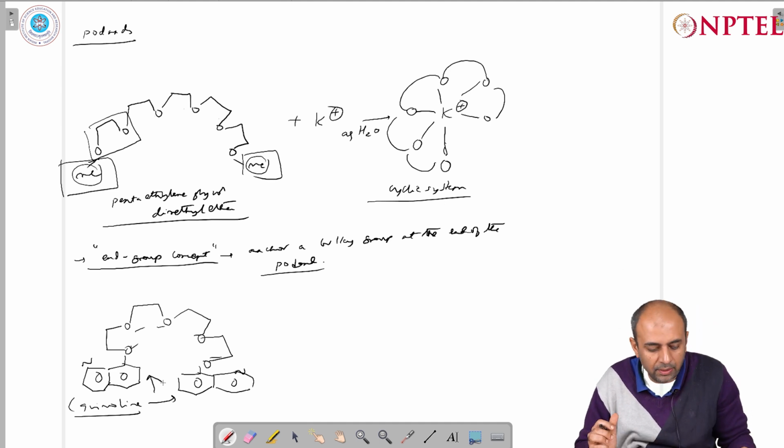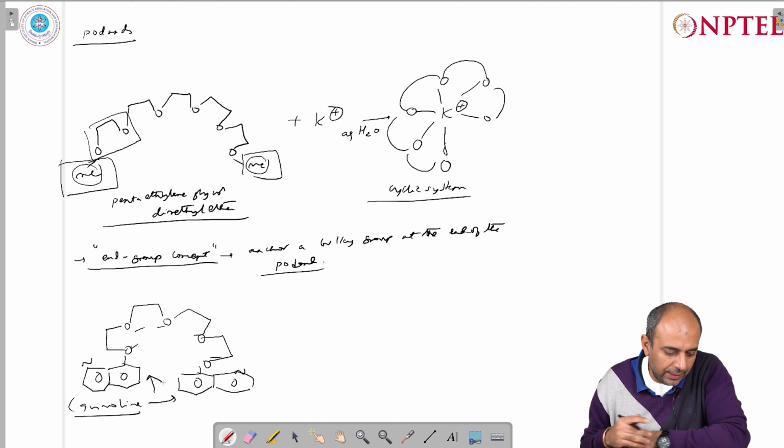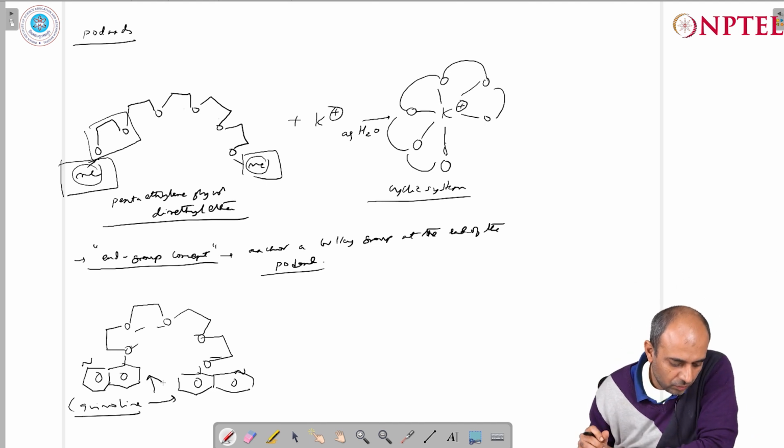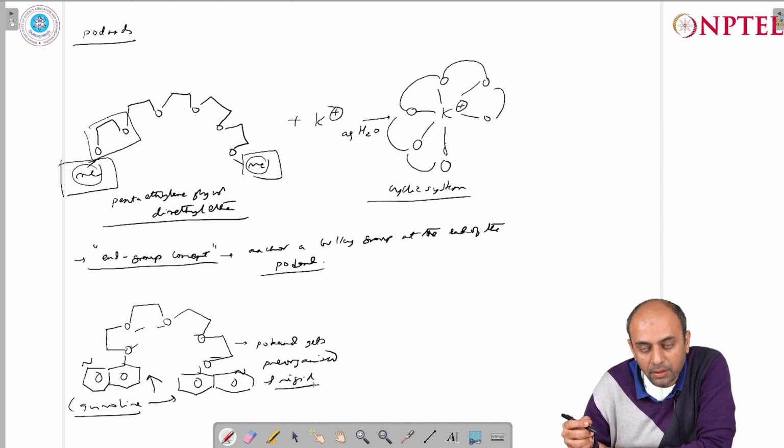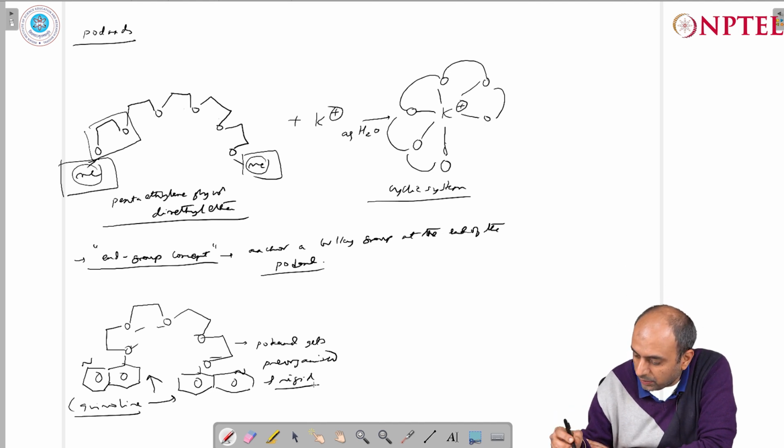So, when you bring in this kind of a quinoline moiety, then the podand gets pre-organized and rigid, and this will facilitate the encapsulation of different kinds of cations. For example, you can have potassium ion, you can have uranyl ion.